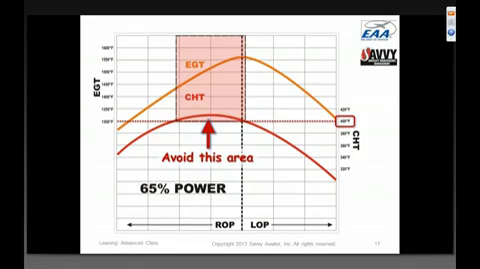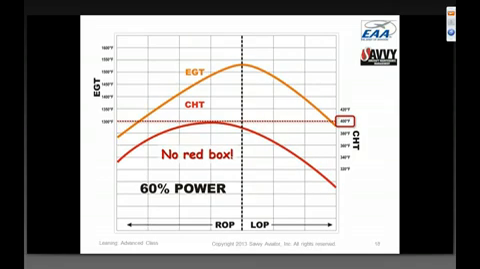Notice that the center of the red box is always right in that 40 to 50 rich of peak area, which is the most abusive mixture. And the red box is basically saying we want to stay away from that most abusive mixture, and how far we have to stay away from it depends on how much power we're running. So if we reduce to 65% power, the red box gets skinnier. If we reduced further to 60% power, the red box actually vanishes.